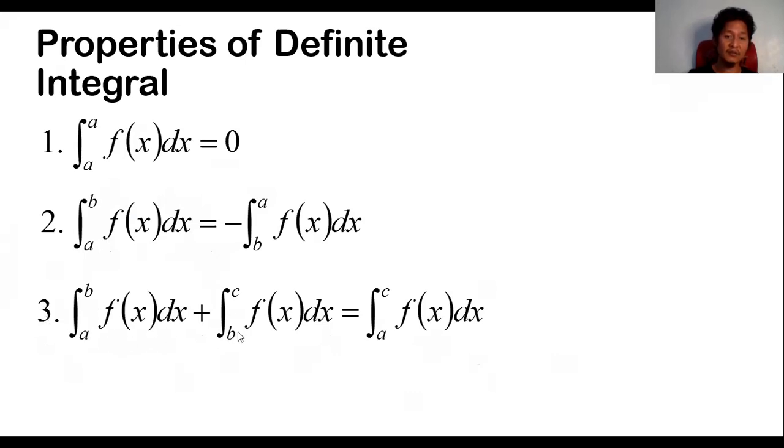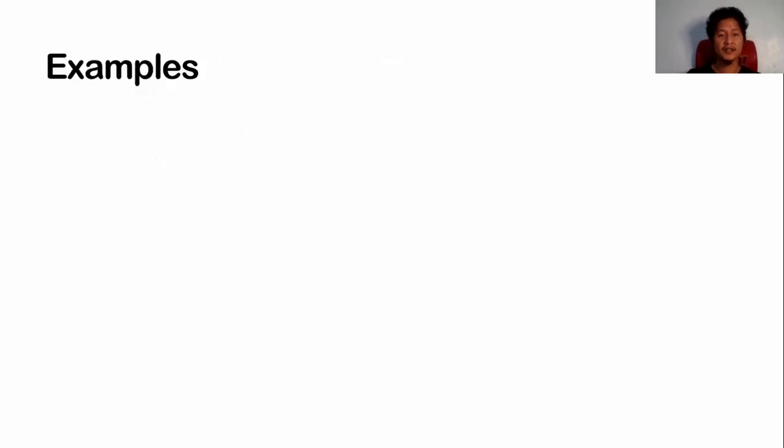Same thing with property 3. Kapag may nakita kayong ganitong integral na yung upper limit naging lower limit ng isa, and then we are adding, all you have to do is to get the integral from A to C direct. Okay? And then property 1 is very self-explanatory na kapag parehas, mangyari f of A minus f of A yan, so magiging 0 yung ating integral. Okay, next.